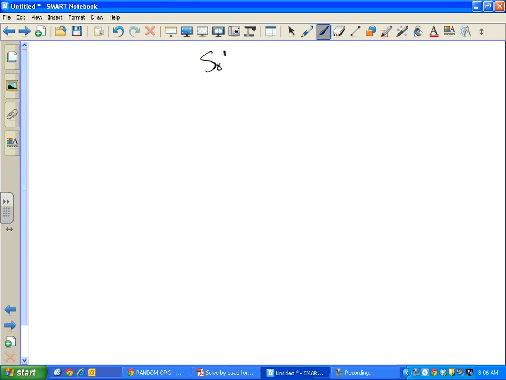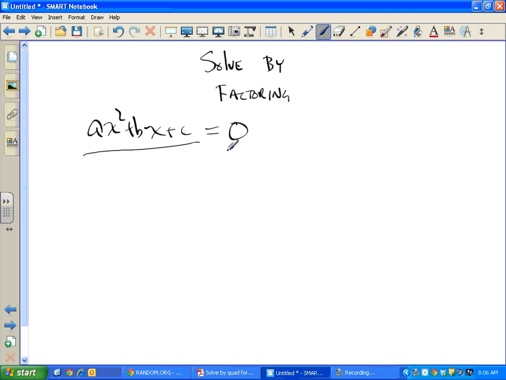All right, the next method we learned was yesterday and the day before. That is by factoring. So solve by factoring. Solving by factoring, could it look like this? Ax squared plus bx plus c? Yeah. But it has to be equal to 0. You have to make it look like this, and it has to eventually be equal to 0, okay? So then what's the problem with solving by factoring? It's got to be able to factor. That's right. If it's not factorable, you can't solve by factoring, okay?